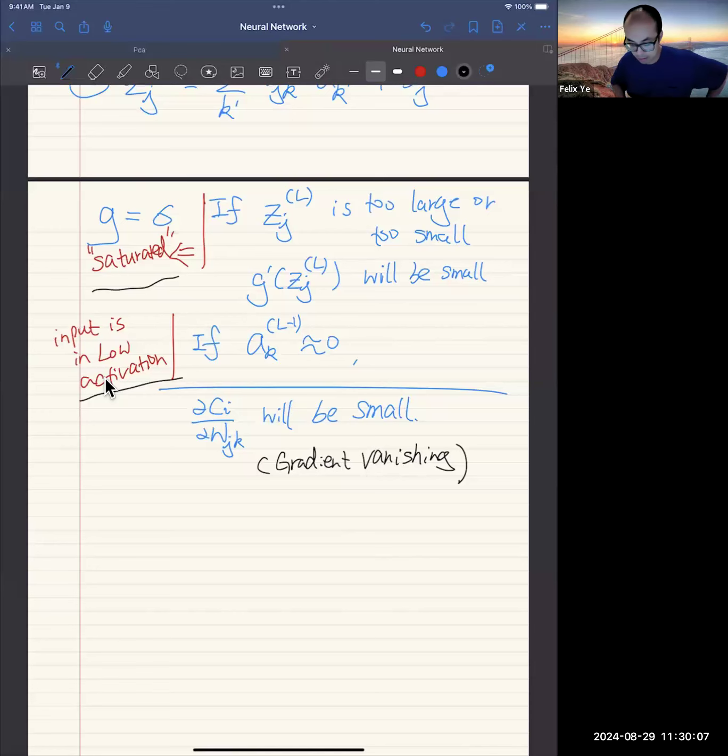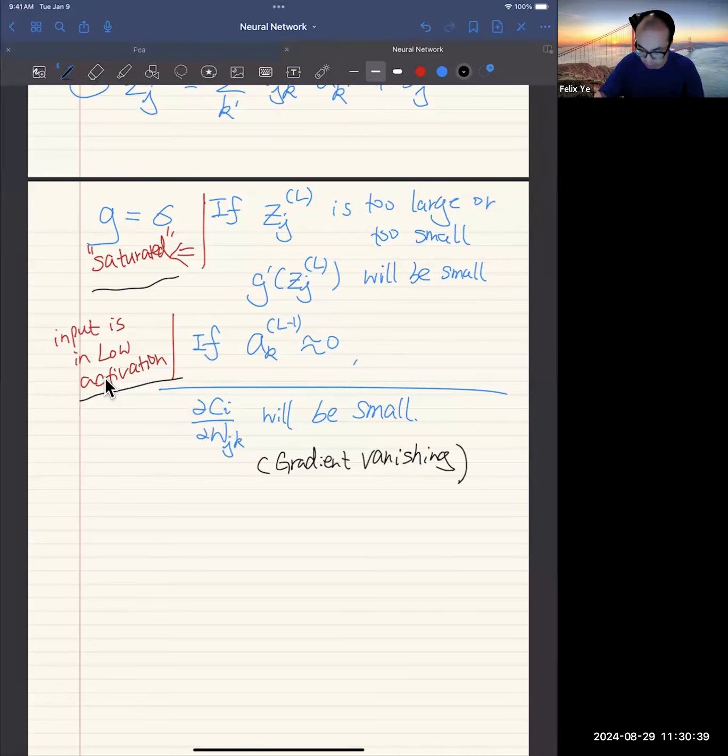There are other methods. For example, we can randomly skip connections, so we can randomly mute the weights W, and that will also be helpful. But for the gradient vanishing part, there are no concrete or definitive answers. It's all case by case.